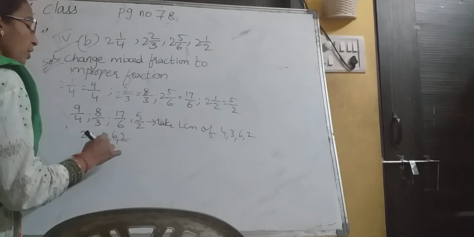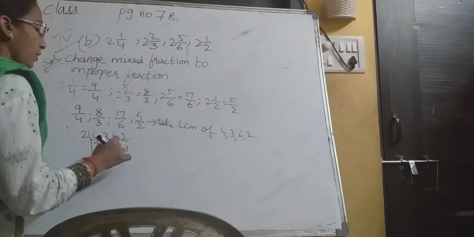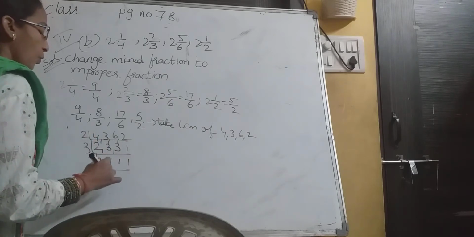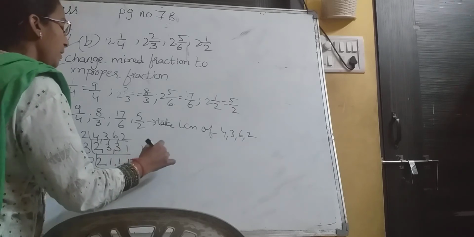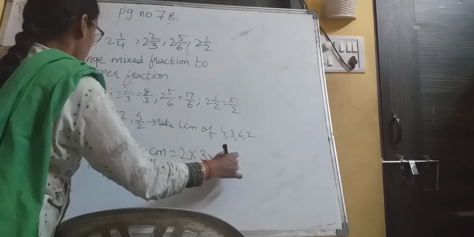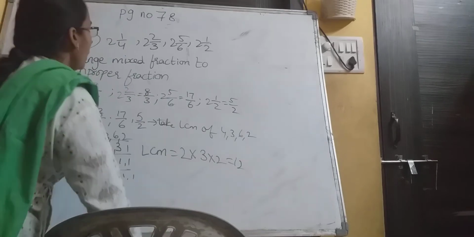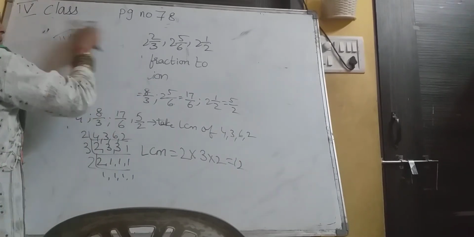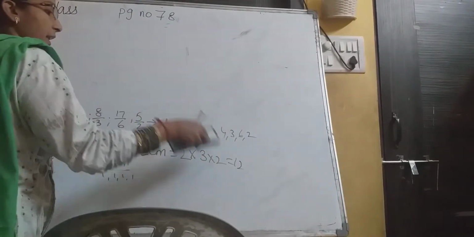2 2s are 4. 3, 2 3s are 6, 2 1s are 2. 3, 2, 1, 1, 1. 2, 1, 1, 1, 1. Okay, children? Now, LCM is equal to 2 into 3 into 2. 2 3s are 6, 6 2s are 12. So, now you are going to make the denominator for every number as 12.